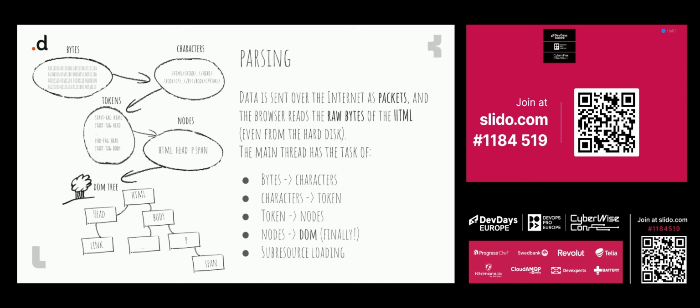Finally, the browser can create nodes and the relative DOM, the document object model, using the information extracted during tokenization and the lexer's work. Well done. I'm sure you know what the DOM is. Okay, it is the first step.